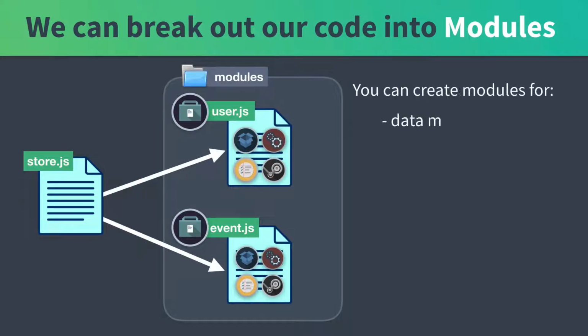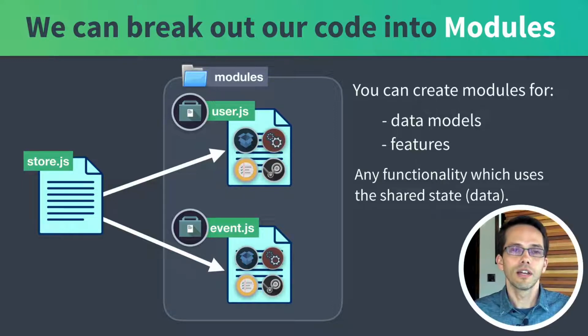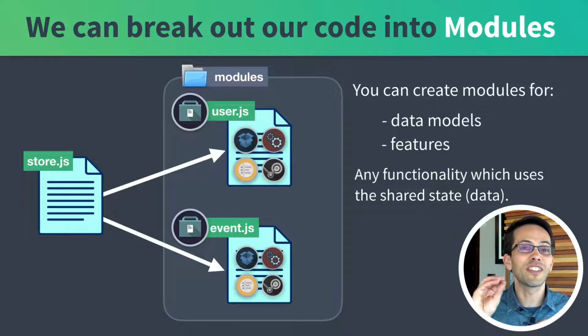You can create modules for data models like we have here for user and event. We can also create modules for features, including any functionality which uses shared state or data. A good example here is we could have a single module for doing user authentication and encapsulate all authentication code in a single module.